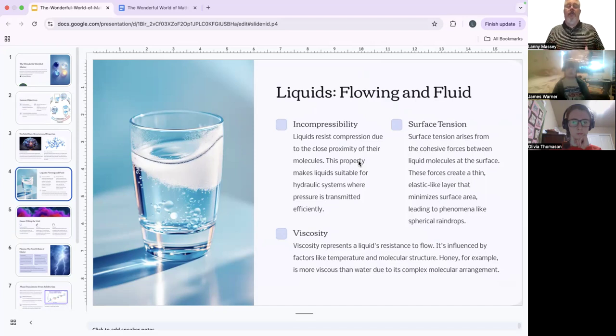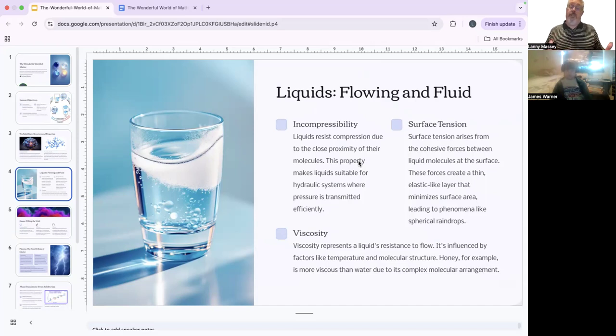So while it's still incompressible because it has a very uniform arrangement, I want to say solid, but it is not a solid, it does not have the ability to compress. Incompressibility means it's going to maintain its volume. That's what I'm looking for. The volume will not change. The shape will change, but not the volume.